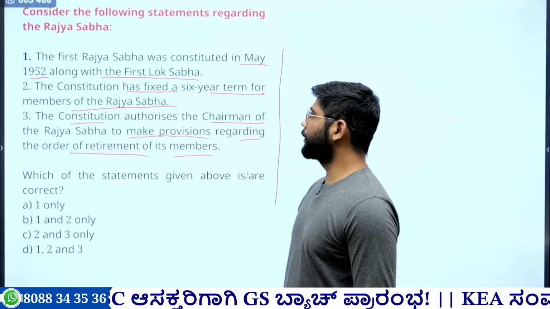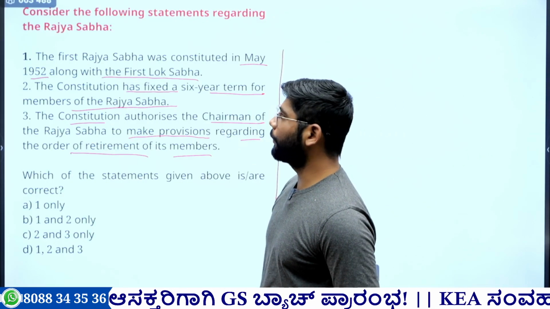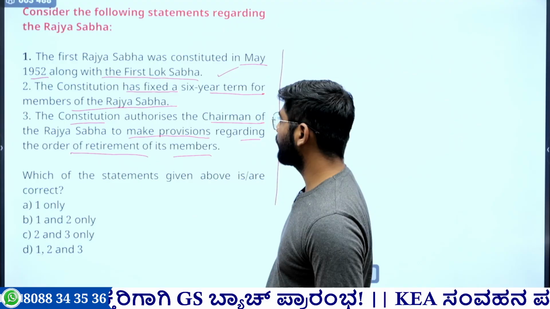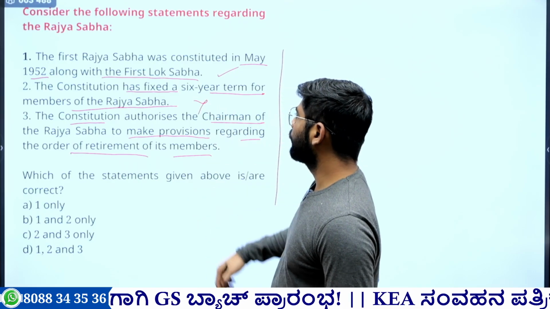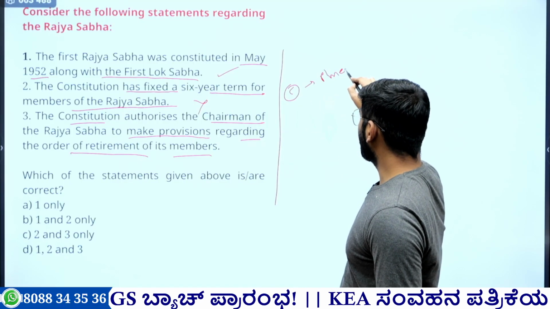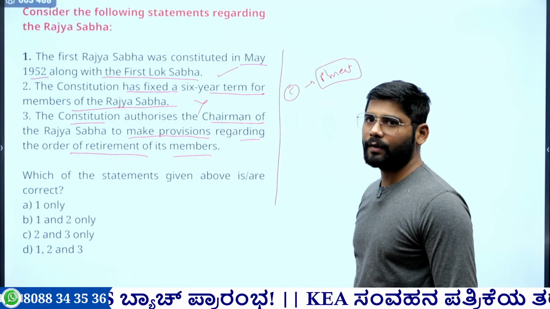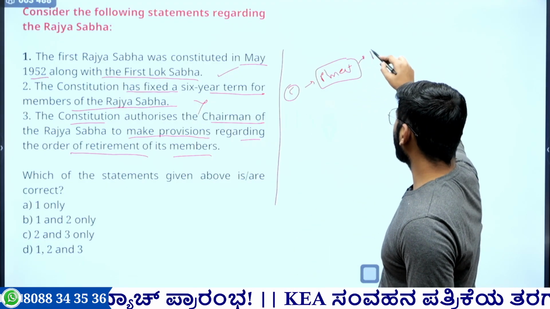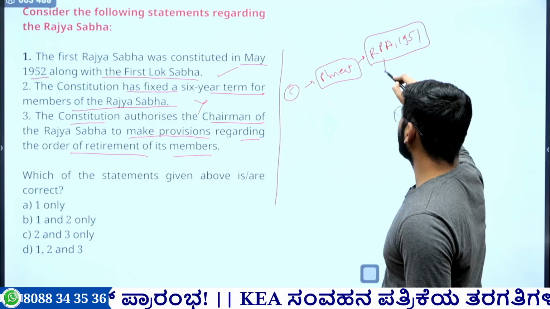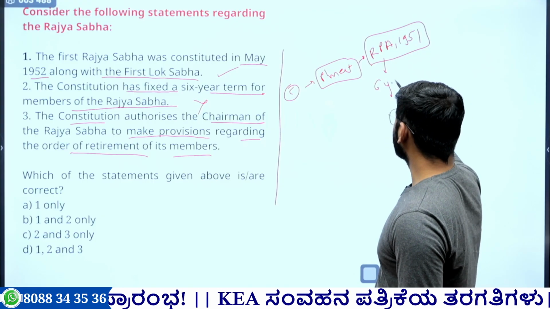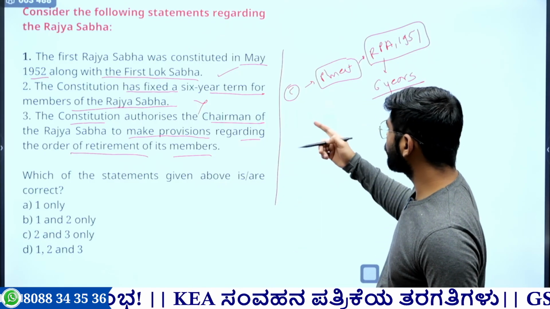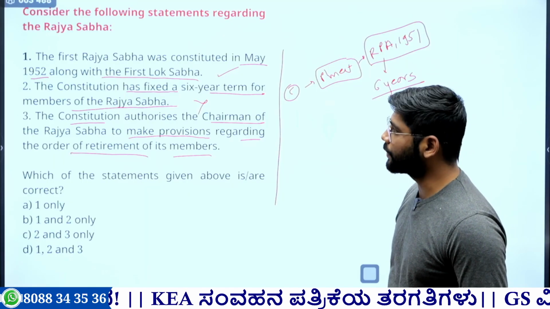We'll see. The first Rajya Sabha was constituted in May 1952 along with the first Lok Sabha. Yes, this is correct. Second, the constitution has fixed a 6-year term for the members of Rajya Sabha. This is wrong. The Constitution has not fixed it; it has given the power to Parliament. Parliament brought an act, the Representation of the People Act 1951, and according to this act Parliament fixed the term for the Rajya Sabha at 6 years. So it is not the constitution, it is the parliamentary act that fixed the 6-year term.